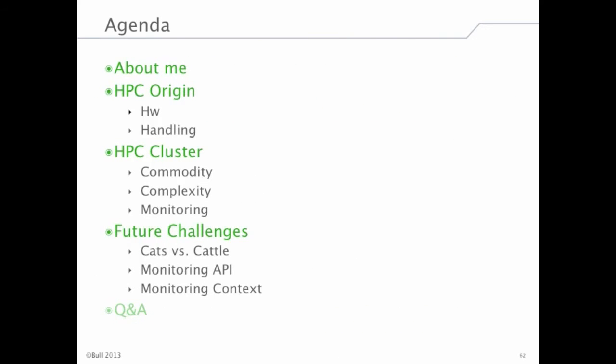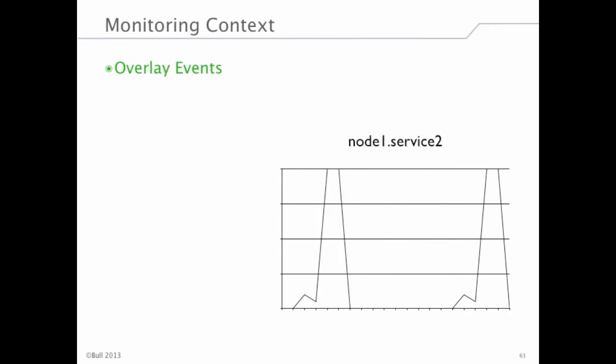Okay, so we are in a monitoring context. Let's have the same services we had before, node 1, service 2, and we don't know what this means. But we now also have not only metrics in our monitoring infrastructure, we also push events to it. So let's say the job scheduler will push an event when a job starts. It will push an event when a job fails. It will push an event if the return code is something weird. Or every other service could also send events.